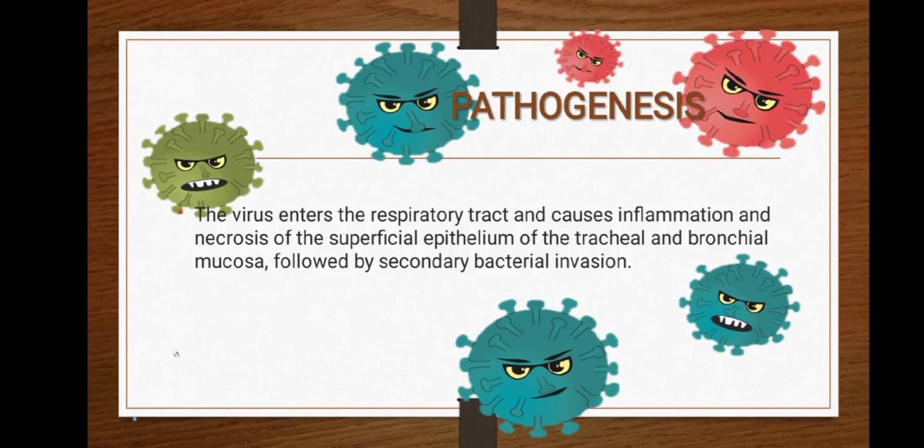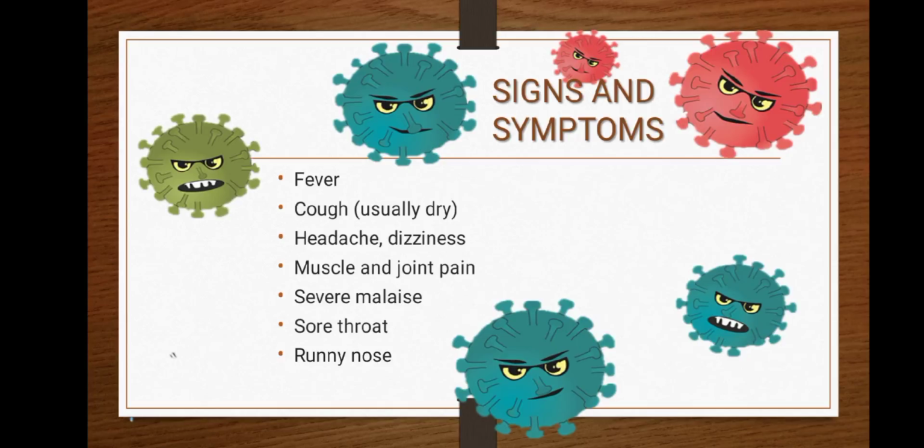Next, the pathogenesis. The virus enters the respiratory tract and causes inflammation and necrosis of the superficial epithelium of the tracheal and bronchial mucosa, followed by secondary bacterial invasion. Signs and symptoms of influenza: fever, cough. Cough is usually dry, headache, dizziness, muscle and joint pain, severe malaise, sore throat and runny nose.